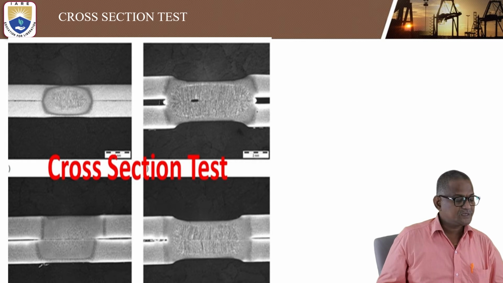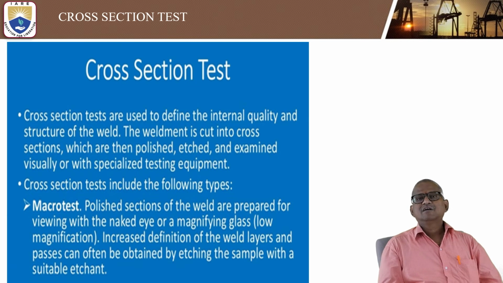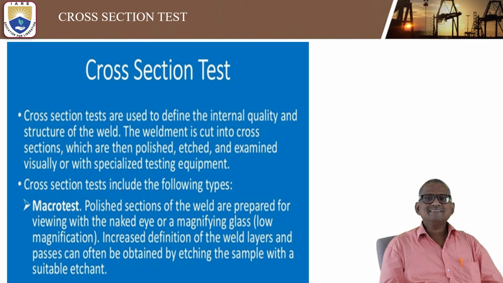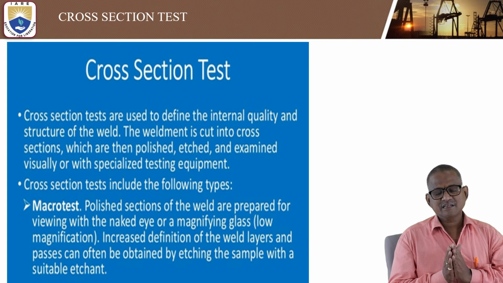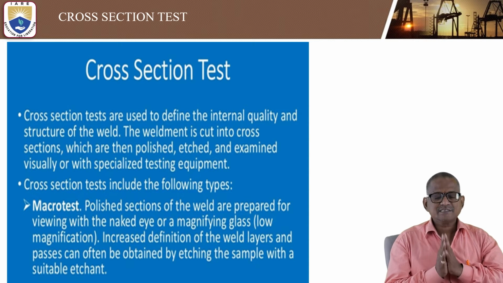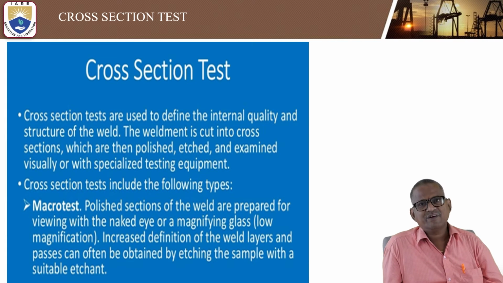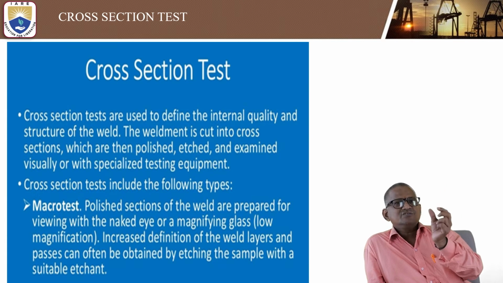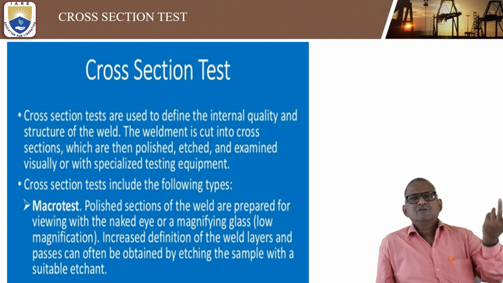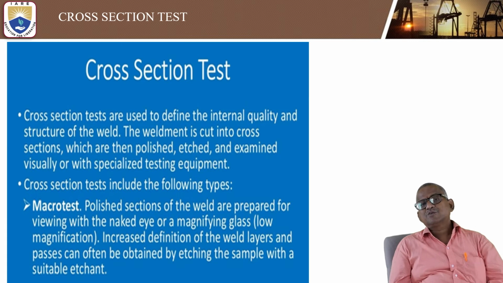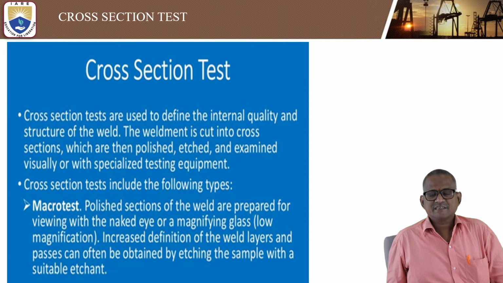the destructive test methods. Okay, look, the cross section tests are used to define the internal quality and structure of the weld. Yes or no? So cross section tests are used to determine the internal quality and structure of the weld. The weldment is cut into cross sections which are then polished, etched and examined visually or with specialized testing equipment. Then only can they clearly identify whatever component was fabricated.